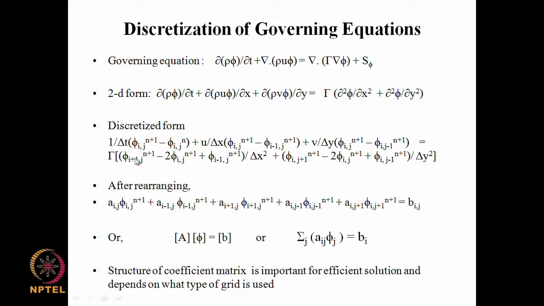two-dimensional equations. If we were to discretize this on a simple Cartesian grid of i, j, at point i, j we can write this using forward differencing for the time term and then backward differencing for the advection term, and again backward differencing for the advection term in the y direction, and central differencing for dou square phi by dou x square and central differencing for dou square phi by dou y square here. All these things we can put here and we can rearrange this to get an equation of this particular form.